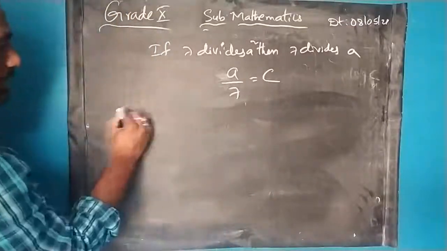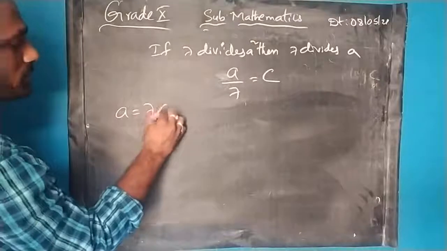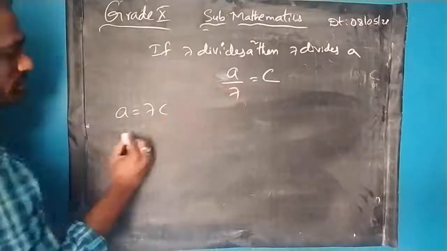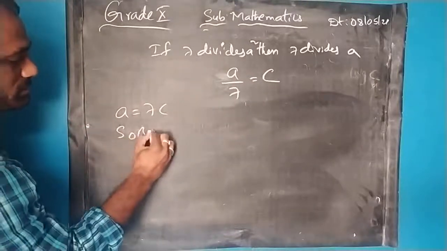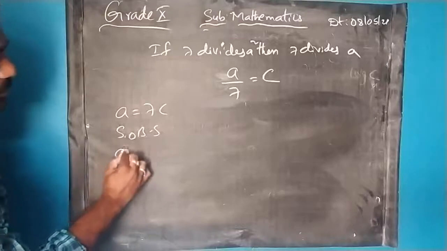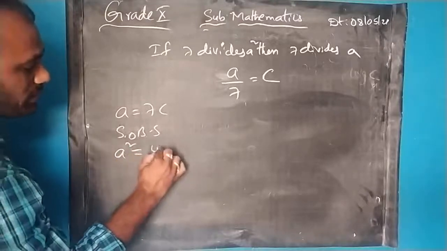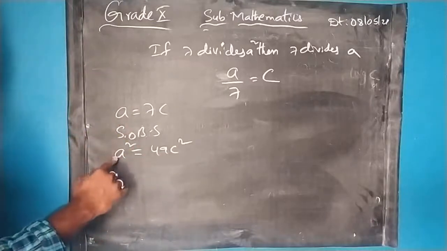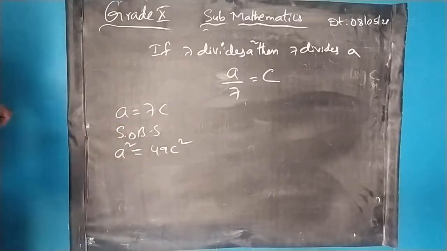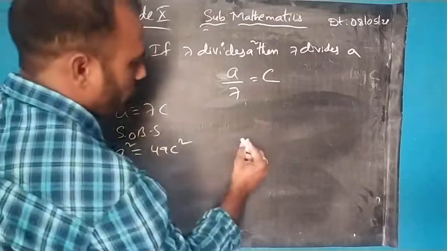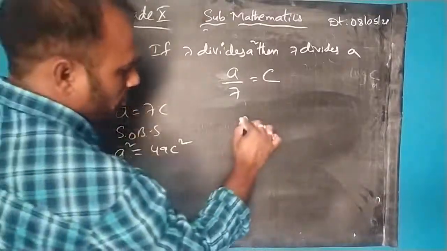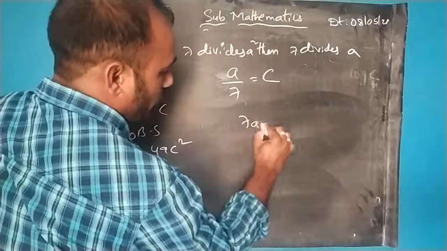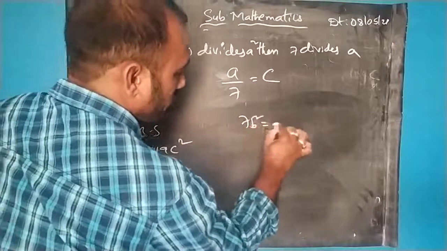So here let me write a formula. So a is equals to 7c. 7 into c, 7c. So squaring on both sides. If I do squaring on both sides, it will become a square is equals to 49c square. 7 square is 49c square. So in place of a square, already we got that 7b square is equals to a square.